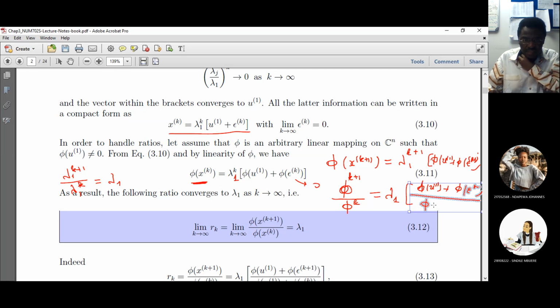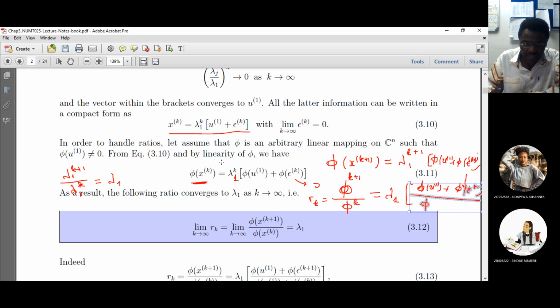Now, you agree with me that if I take the limit of this ratio, which is written here, we call it rk. So this is our rk. So you agree with me that if I take the limit of that ratio, this will cancel out, right? This will cancel out. First, this will go to 0. This part will go to 0, right? I'm talking about this one. This part, this one will go to 0.